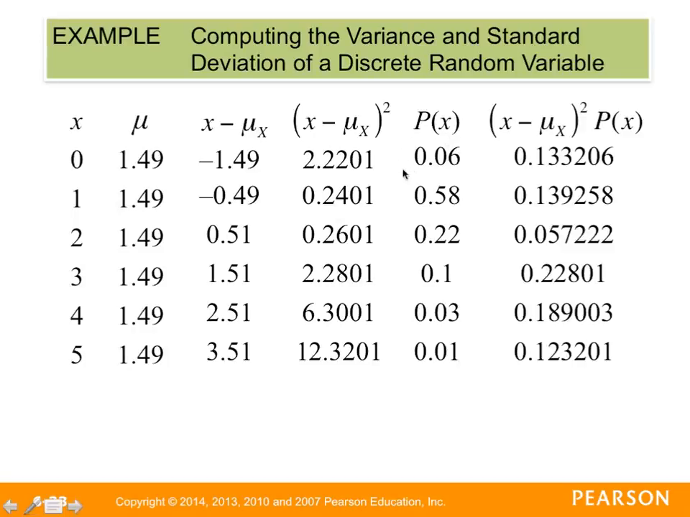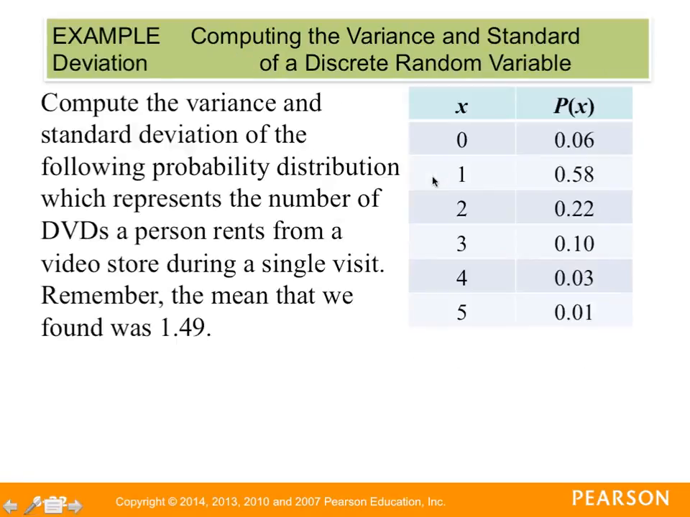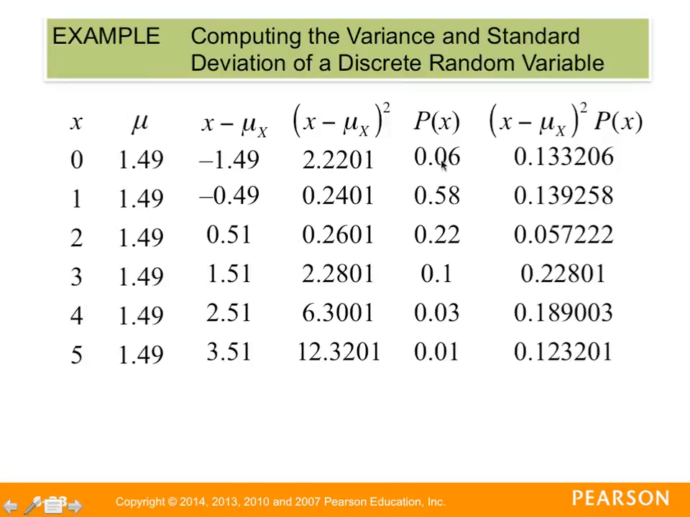These p of x's are what was given on that last slide. That's already given, so you don't have to figure that out. So it's this 0.06, that's this right here. And then what we do is we take our fourth column, and we multiply by our fifth column in order to get this right here.